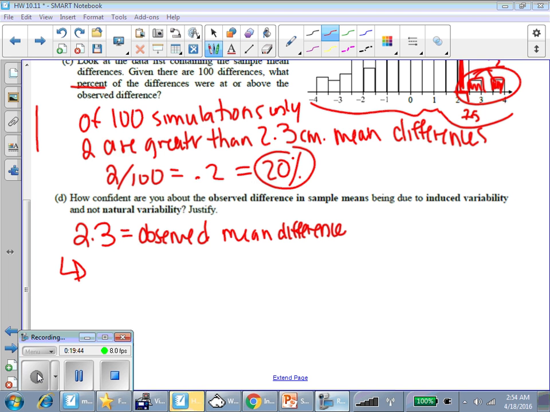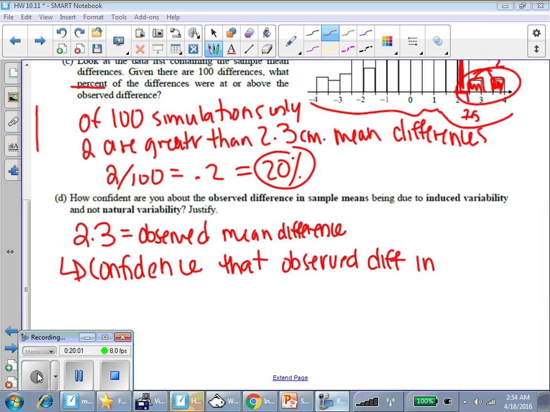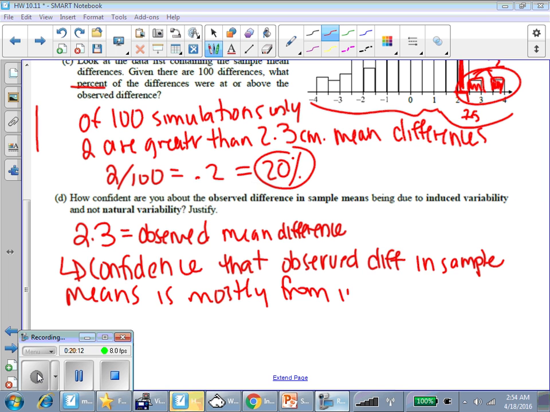So it gives us confidence, thinking how we could word this, confidence that the observed difference, so that number 2.3 in the sample mean, is mostly from the induced treatment and not just natural variability.